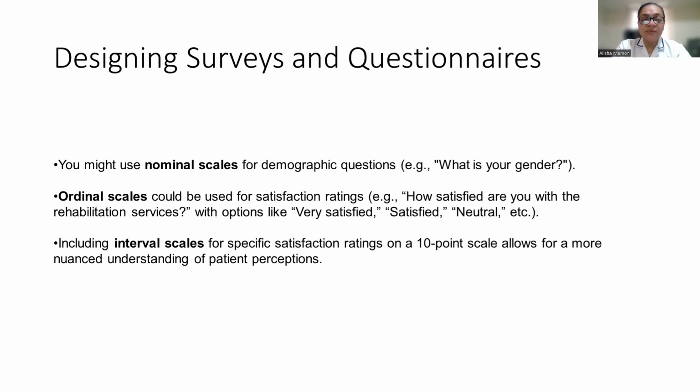How do scales of measurement help you design surveys and questionnaires better? Here are a few points. We can use nominal scales to answer demographic questions like gender. Then we can use ordinal scales to understand patient-reported satisfaction, for example, how satisfied are you with the rehabilitation services, or how well do you feel after a treatment protocol. And interval scales can report specific satisfaction ratings on a 10-point scale, which will allow more understanding, and a more objective measure can be done with the help of interval scales while designing surveys and questionnaires.